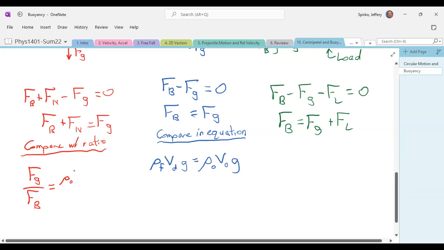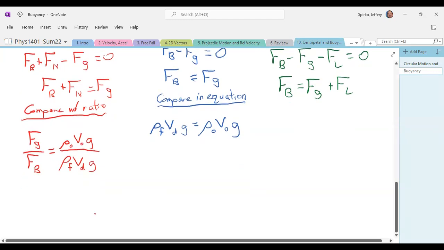So on the other side of the equation, I'm going to plug in my object's force of gravity. That's rho object V object G. That's the actual weight of the object, like when you measure it normally in air. And then on the bottom of the fraction, I have rho fluid V displaced G. And the G's cancel. And the V's often cancel.